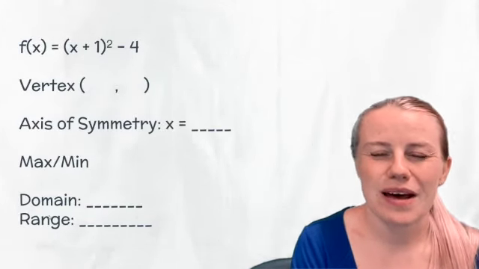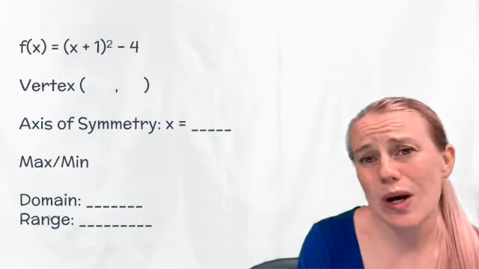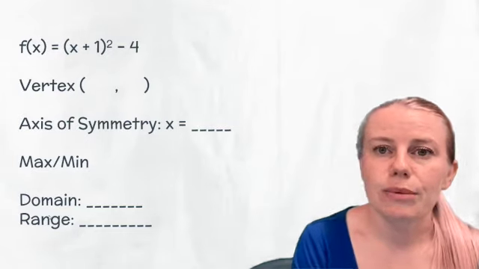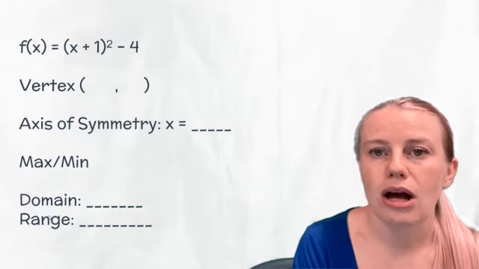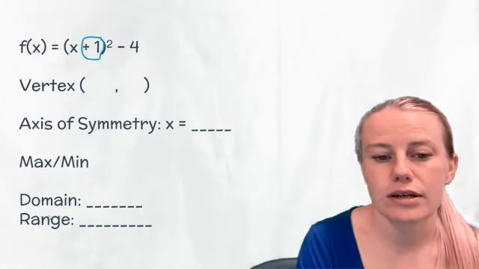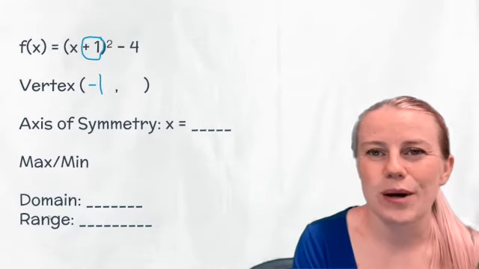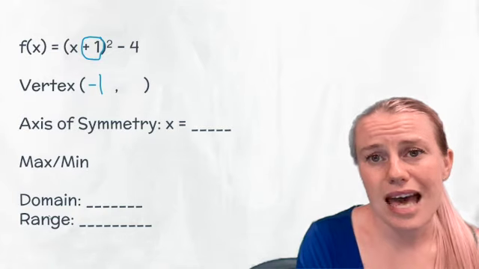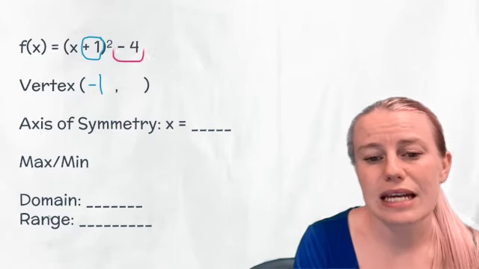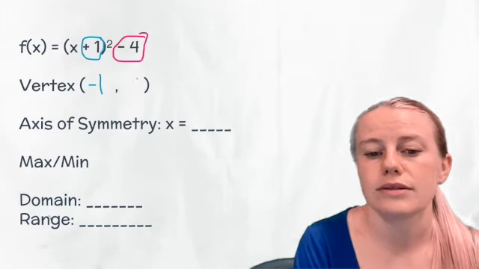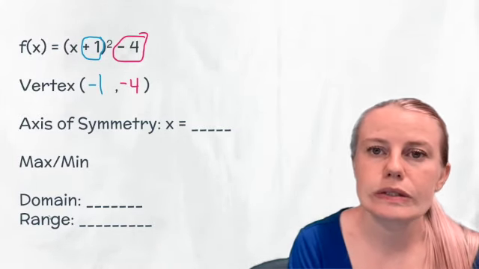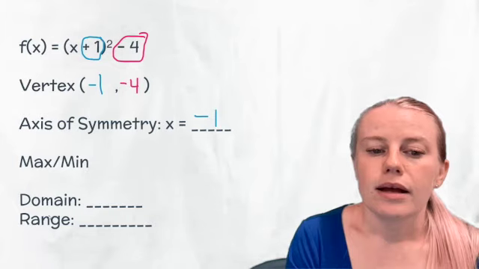Another example, f of x equals x plus 1, squared, minus 4. Vertex, we are pulling out our h, the opposite of h. It's positive here, so now it's negative 1. The y value, we're pulling out our k. Again, that sign goes with that number, so all of it, so it's going to be negative 4. Axis of symmetry, x equals negative 1.